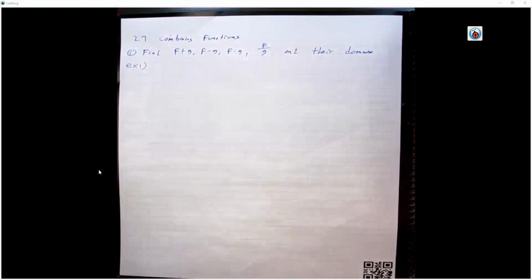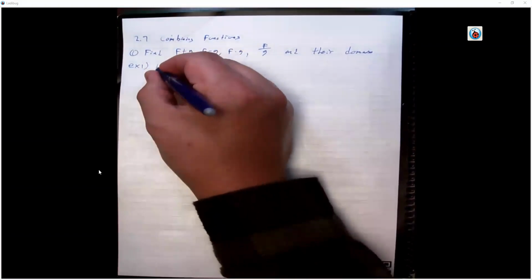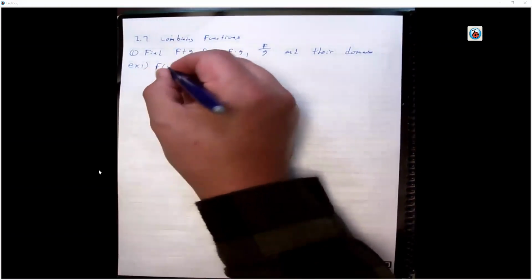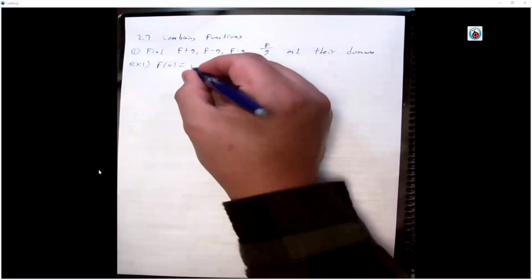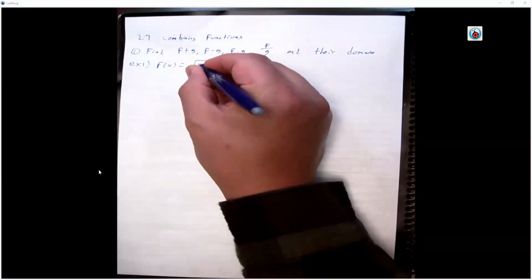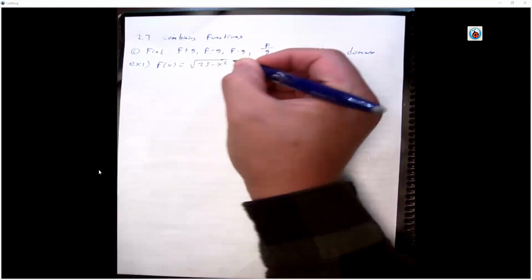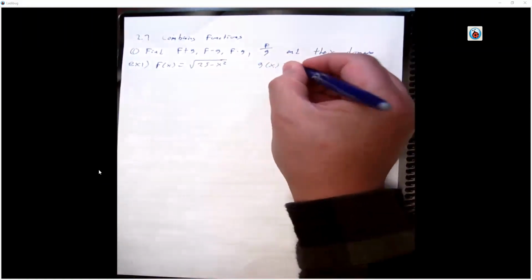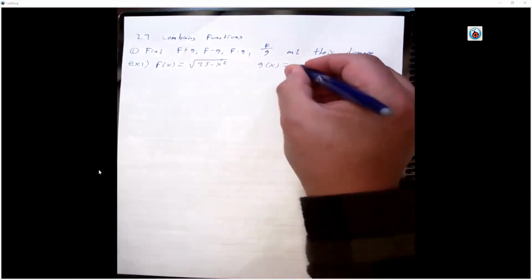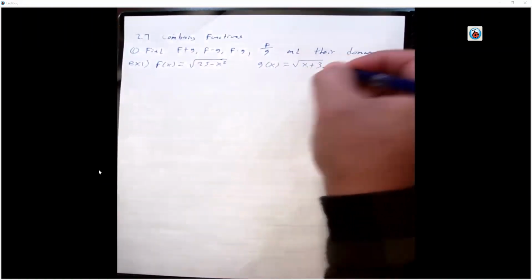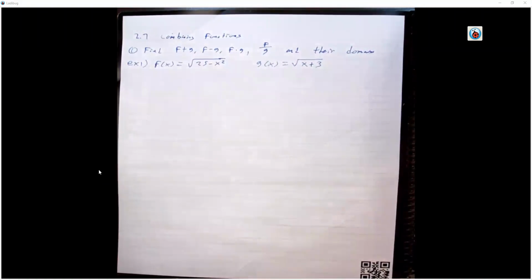So example 1, let me pick one from the book. I think I did this earlier. f is equal to the square root of 25 minus x squared. g is equal to the square root of x plus 3. So we're going to find f plus g, f minus g, etc. But we're going to need their domains.